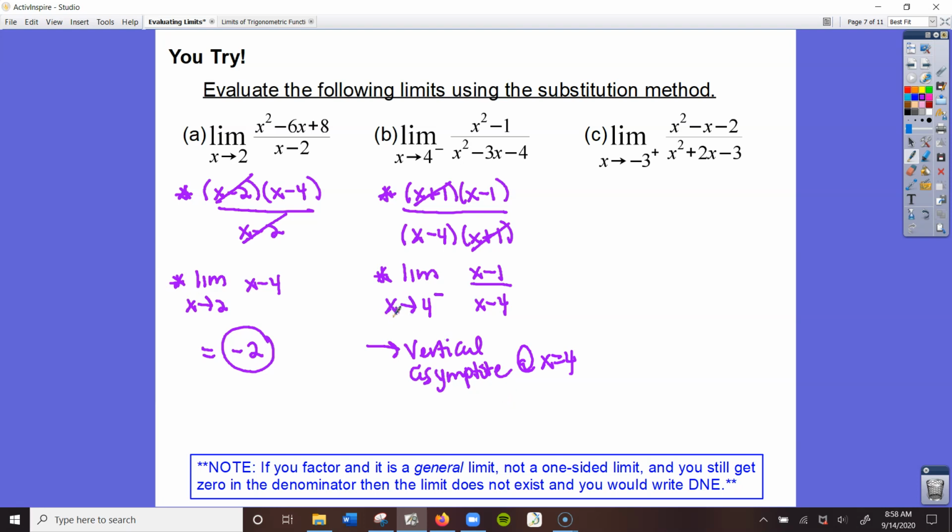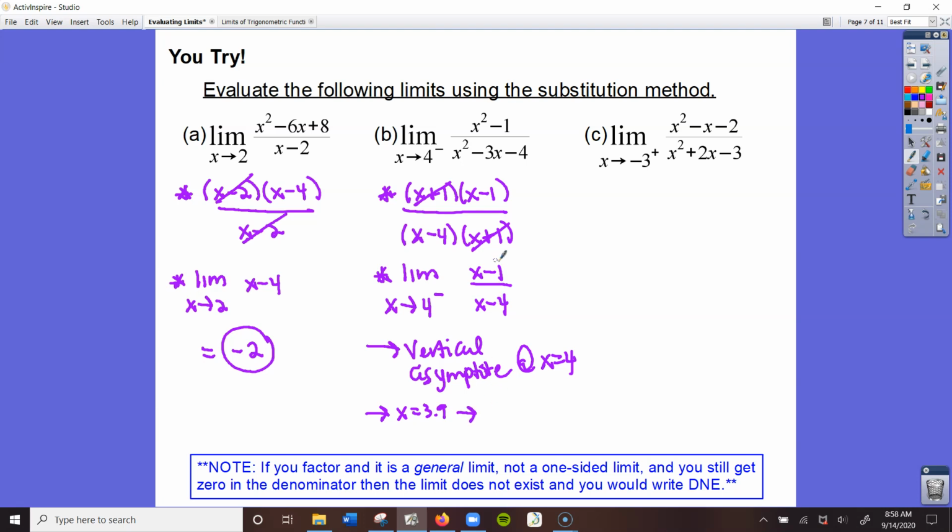Since I'm trying to find for when x is approaching 4 from the left, I'm going to plug in a number slightly to the left of 4 so that I can note the sign and then determine which infinity it's approaching. So here we go. I'm going to go ahead and plug in x is equal to 3.9.